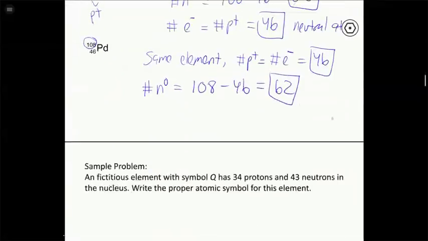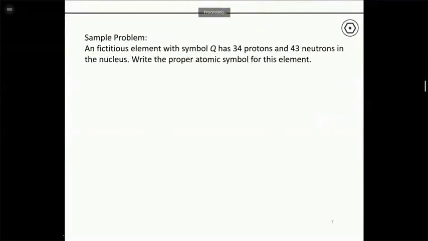All right, finally, one more sample problem just to make sure we understand how to write atomic symbols. We have a fictitious element with the symbol Q. There are no elements with the symbol Q. You can try to find one, they're not there. And this element has 34 protons and 43 neutrons. Write the proper atomic symbol.